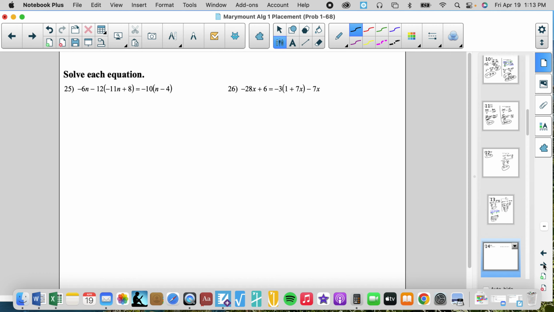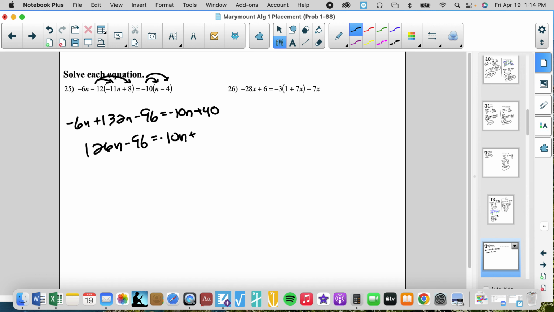So there's no shortcuts here. We are going to have to do the heavy lifting of distributing, simplifying each of the sides, and then moving. So negative 6n, that is going to be plus 132n minus, that is going to be 96 equals negative 10n plus 40. Let's simplify the left side. We get 26n minus 96 equals negative 10n plus 40.